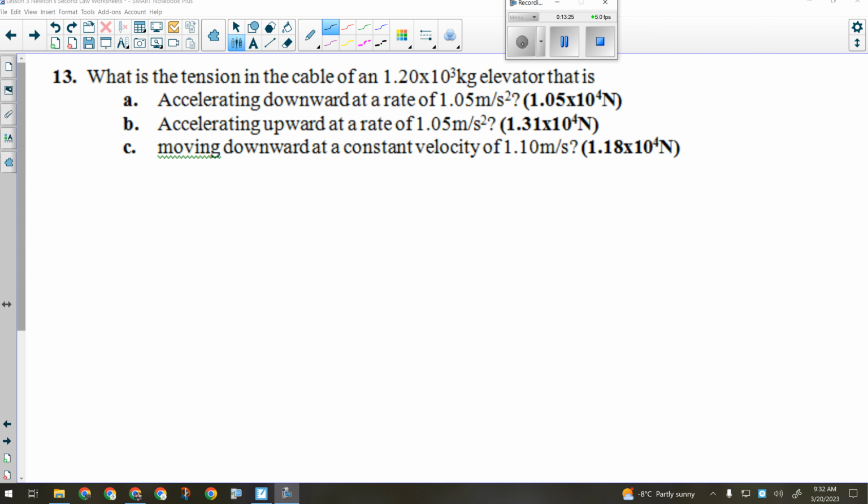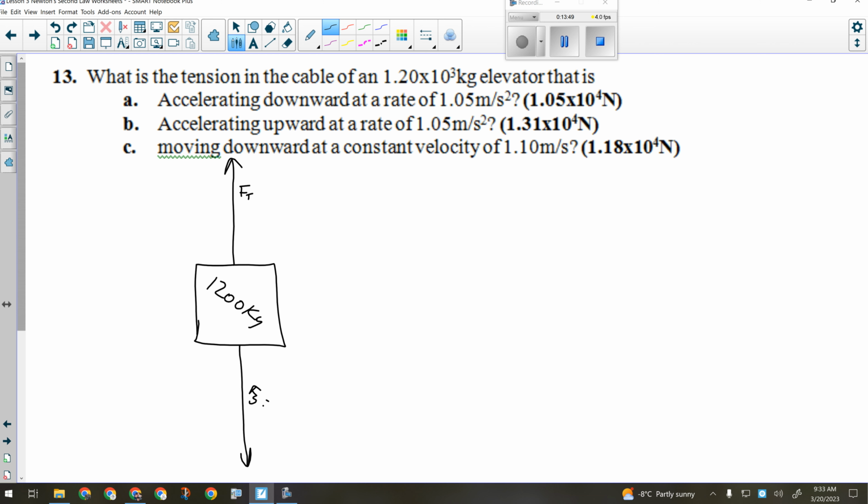Okay, let's have a look at number 13 here. Just a standard elevator question. So the mass of the elevator is 1,200 kilograms. We know that it's being pulled upwards by a force of tension that is obviously going to change depending on the movement of the elevator, and downwards by a force of gravity that is not going to change because it's not going to change planets. So the force of gravity downwards is going to be 1,200 times 9.81, m times g, which is going to be 11,772 newtons.